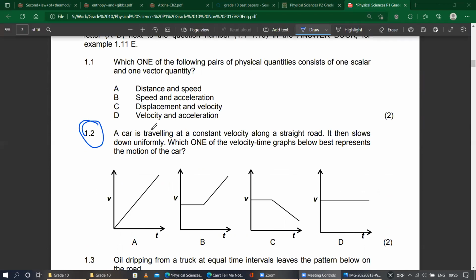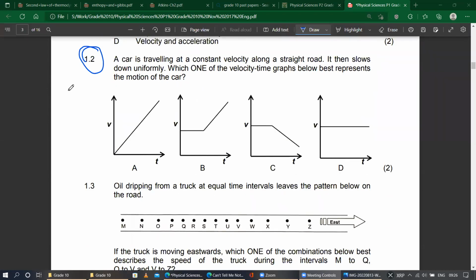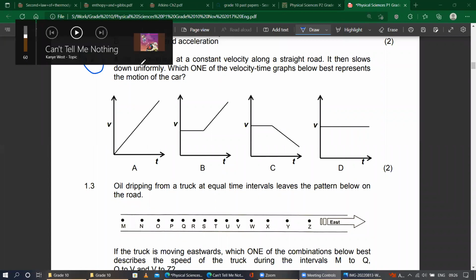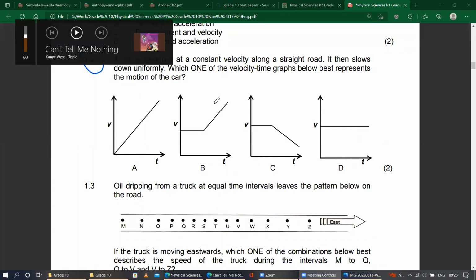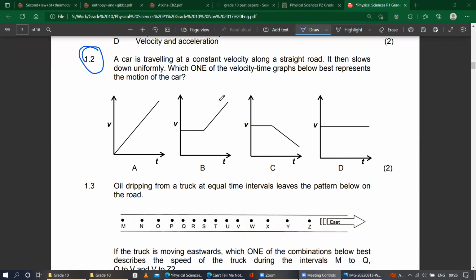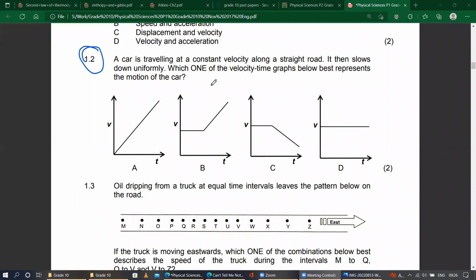You can hear me? Hello? I think your mic is muted. Oh, can you see my screen? Can we do question 1.2? Yeah, I can see that. Yeah, so I'm sorry, it was muted.